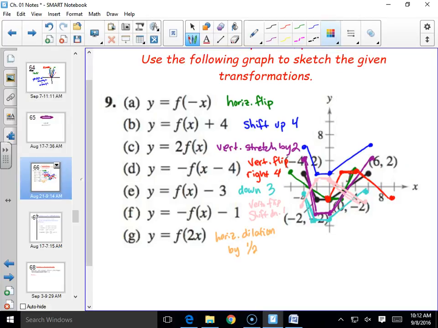What does that do? It squishes it horizontally. Instead of going 6, 2, where's it going to be? 3, 2. You see it? Instead of being 0, -2, it's going to be, well, what's half of 0? Still 0. It remains. But instead of going over -2, it's only going to go over -1. And instead of going over -4, it's only going to go over -2.